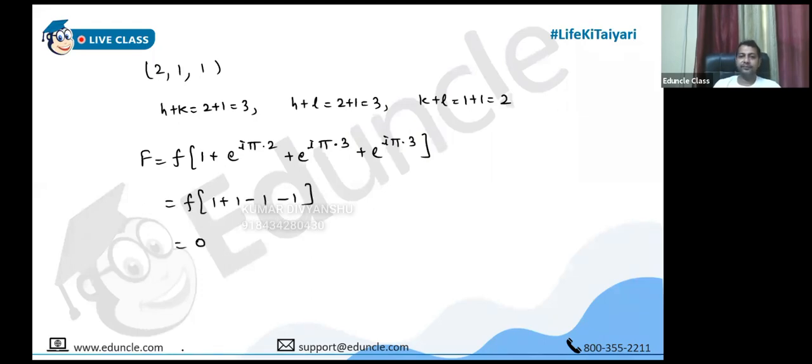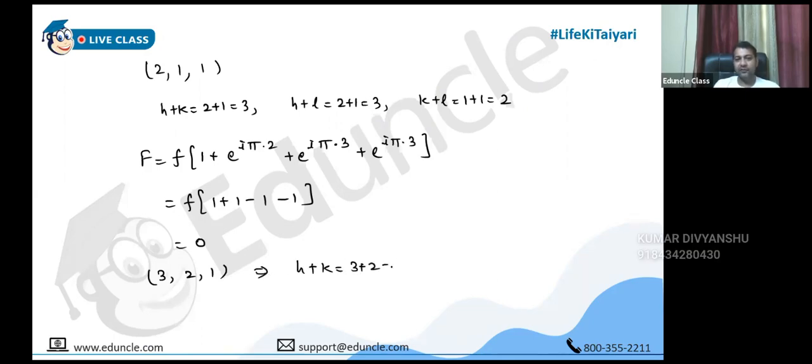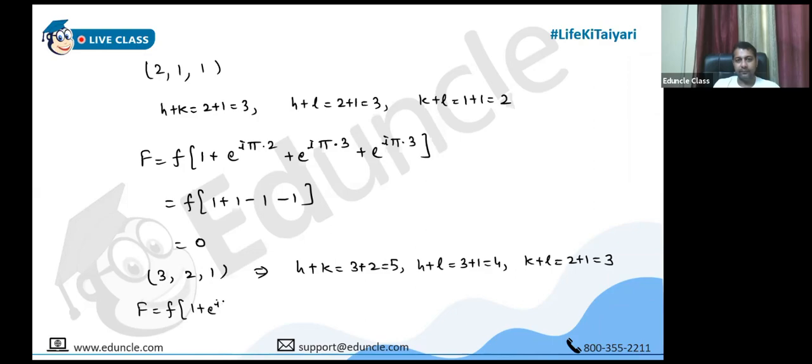You can take another example. 3, 2, 1. Again mixed, na? 2 are odd and 1 is even. So now what is h plus k? 5. H plus l, 4. K plus l, 3. Now again, please check. Iota 3 pi will contribute minus 1, and 4 pi will contribute plus 1. Now again, you are having 2 plus 1s and 2 minus 1s, so again it is 0. Please check everyone.